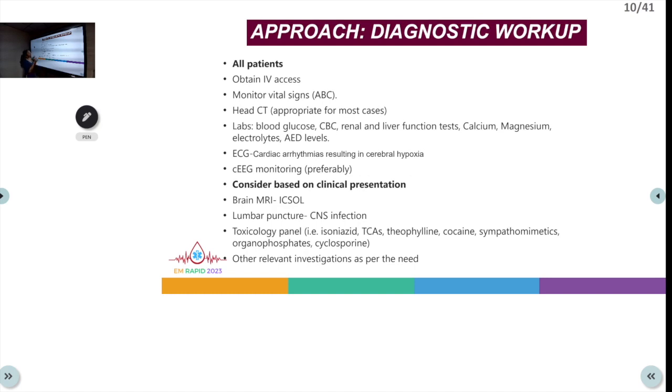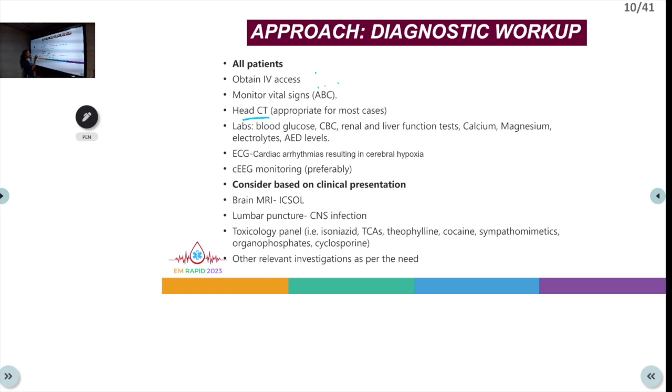So all patients with seizures, we should obtain an IV access. We should monitor the airway, breathing, circulation, and CT brain should be taken. That is taken only in appropriate cases only. If the patient is a known case of seizure disorder coming with breakthrough seizures, if at all required only, we will have to proceed with the CT brain.